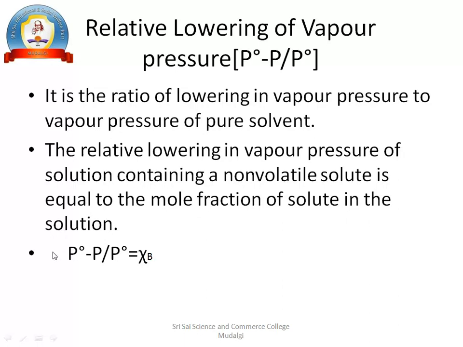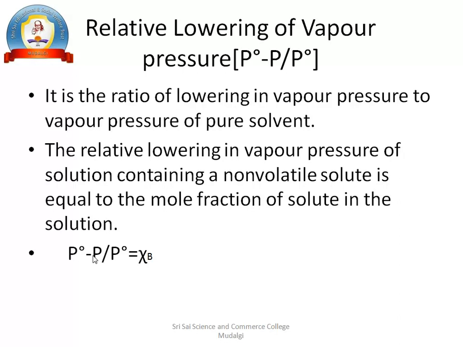So hence we can write the formula that (P naught minus P) divided by P naught is always equal to the mole fraction of the component B. B refers to the solute, right? So children, I am telling once again, don't confuse the concept of relative lowering of pressure with lowering of pressure. Relative lowering of pressure is the ratio of lowering of pressure to the vapor pressure of pure solvent, whereas lowering of vapor pressure is the difference between the vapor pressure of the pure component and the vapor pressure of the solution, right? So P naught minus P is said to be the lowering of vapor pressure.